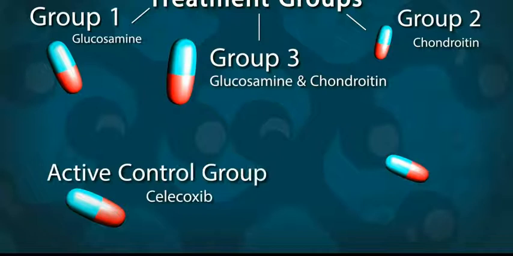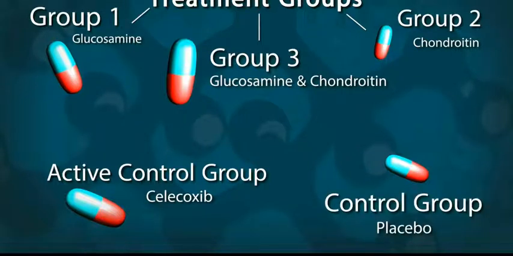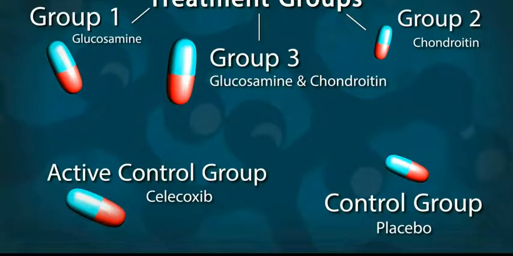There was also an active control group. They got a prescription arthritis medication already on the market, and a control group received just a dummy pill, or placebo. That way, everyone took a pill every day, so any improvement that patients had, just due to being in a doctor's care, would be uniform across all the groups.